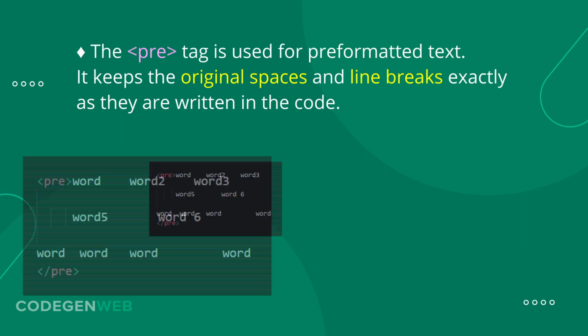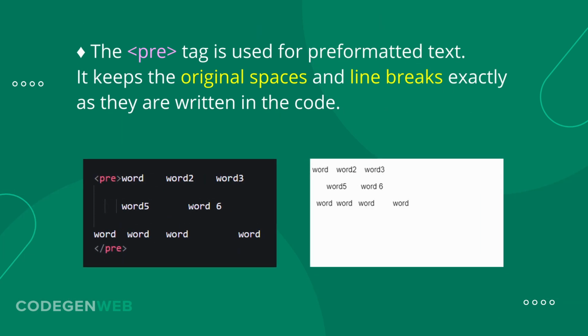If you want to preserve spaces and line breaks or structured text like a poem, you can use the pre tag instead of p. The pre tag is used for pre-formatted text. It keeps the original spaces and line breaks exactly as they are written in the code.